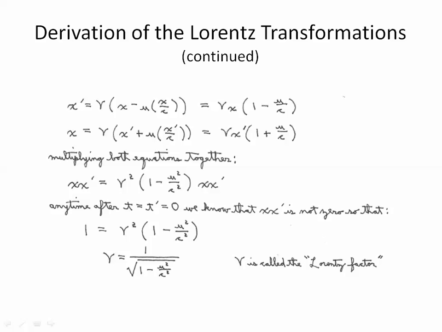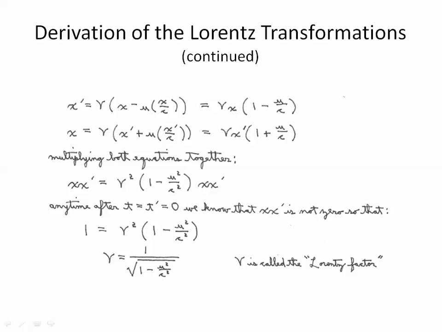Now we multiply the equations for x and x prime together. The product of the left side will still be equal to the product of the right side. As long as we are looking at any time after t or t prime equals 0, we can be confident that the product of x times x prime is not 0. Now the product x x prime is found on both sides, so we can divide through by it. We recognize the product of the sum and difference of two identical terms is equal to the first term squared minus the second term squared.